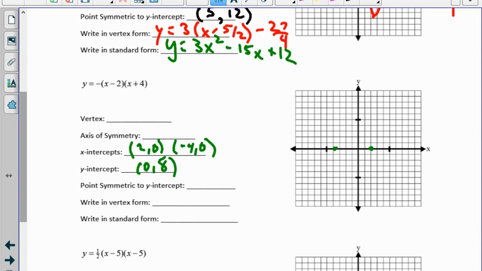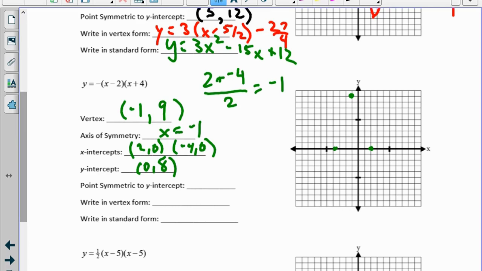My point symmetric to the y-intercept we'll figure out when we get the vertex. So my vertex, once again, is going to be at 2 plus -4 over 2, so that's at -1. So my x value should be -1, sorry. So I take that x value and I substitute it in. I get 3 times -3 times that -1 on the outside. So I get (-1, 9) as my vertex value. The axis of symmetry is at x equals -1, and then I can figure some other stuff out.